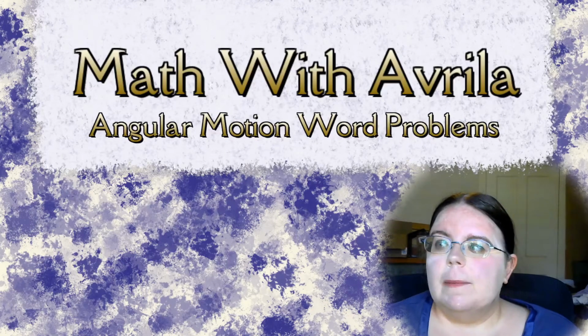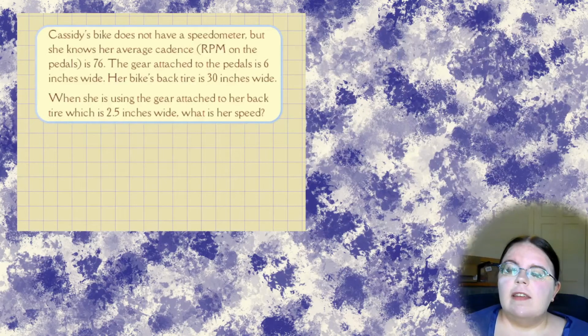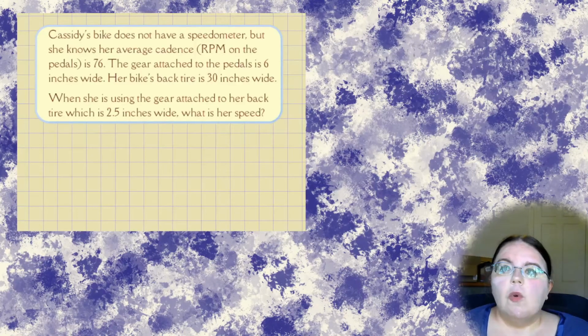In this problem, we see that Cassidy's bike does not have a speedometer, but she knows her average cadence, which is a technical term from cycling for her revolutions per minute on the pedals, is 76. The gear attached to the pedals is 6 inches wide, and her bike's back tire is 30 inches wide. When she is using the gear attached to her back tire, which is 2.5 inches wide, what is her speed?